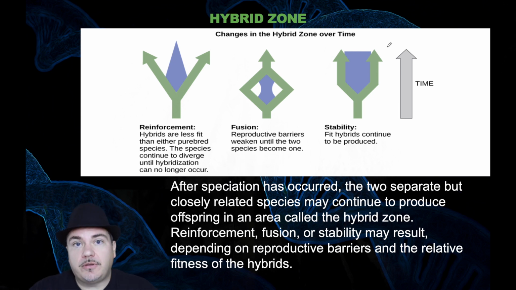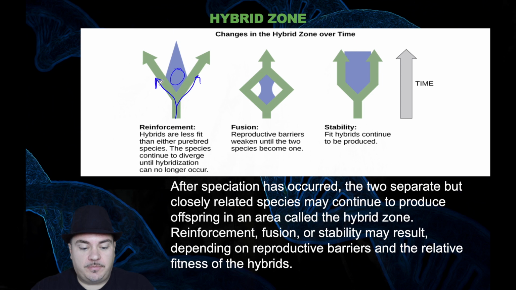So what happens when you get hybrids? Well, there's a few things that could happen. So one thing that could happen is reinforcement. So you get two separate species, okay, so one species is going this way through time, the other species is going this way through time, but they are able to mate with each other and produce hybrids, okay, but the hybrids are less viable or less fertile than either of the two species.